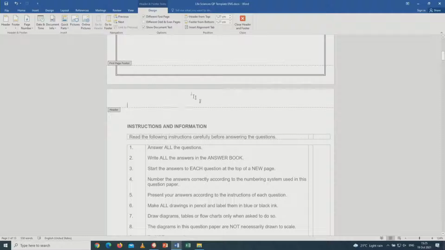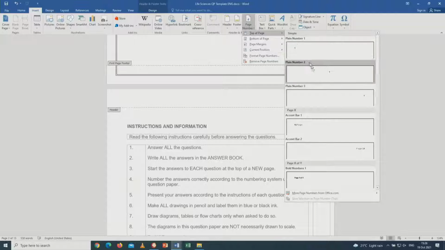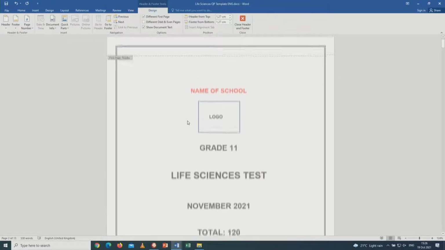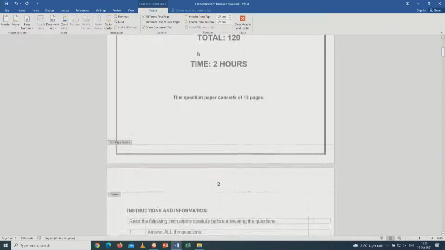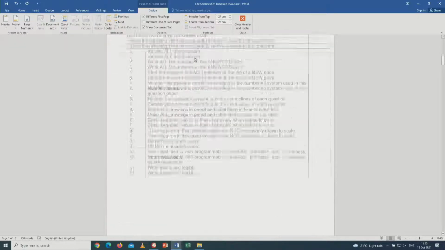I normally insert the page number. When you insert the page number, just press Insert on top, you choose Page Number, you choose what type of page number, in the middle, in the center, and you choose on top in the center. And then because I say there's a tick on different first page, the first page won't start on page 1. It starts on page 2 and 3 and 4, etc.